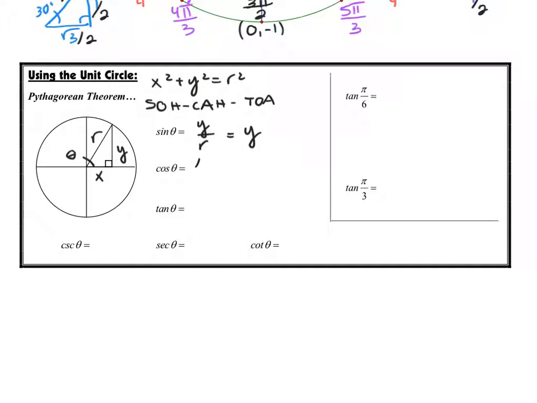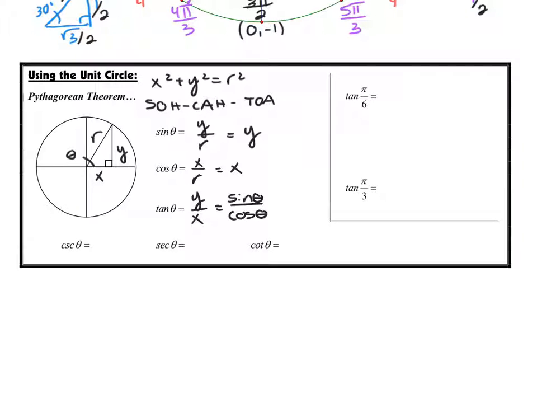Cosine is going to be our adjacent over our hypotenuse, and then in the unit circle, that's going to reduce to an x. Tangent is going to be opposite over adjacent, or y over x. That should look, by the way, like a rise over a run. And in fact, tangent is the slope of the radius at a particular point on the circle. We could also rewrite this as sine theta, because y was sine, over cosine theta, because cosine was x.